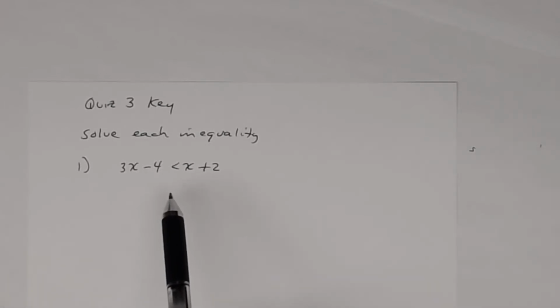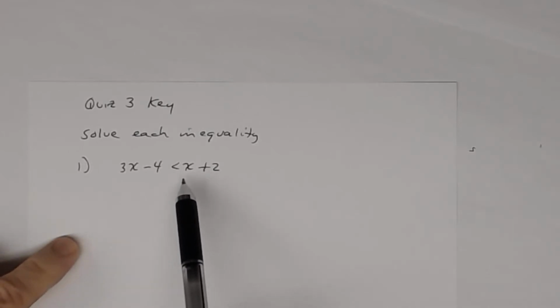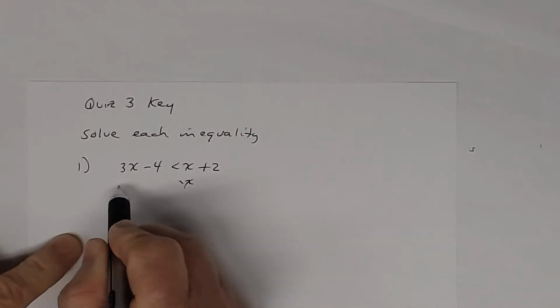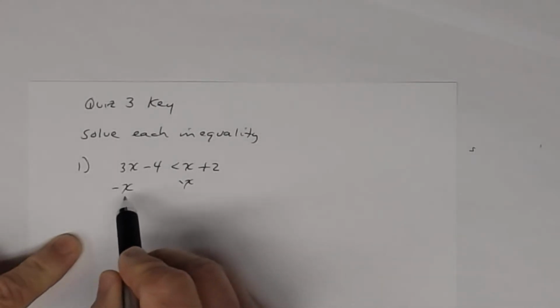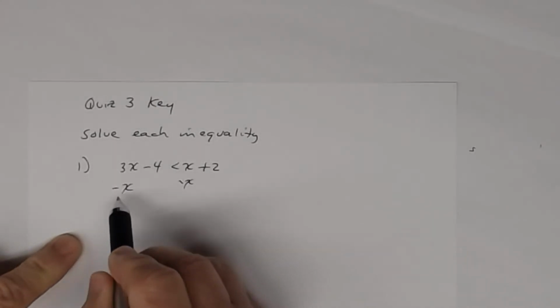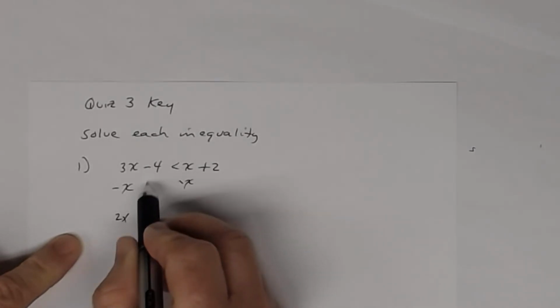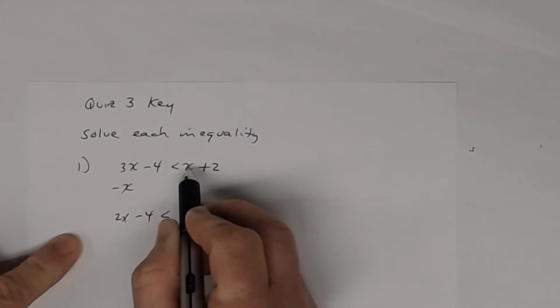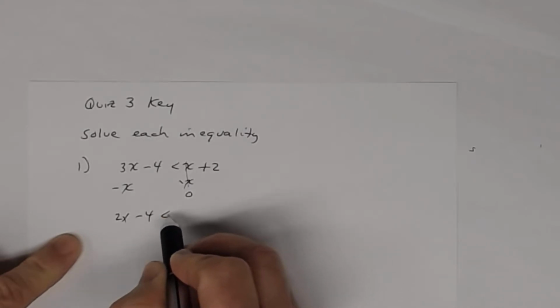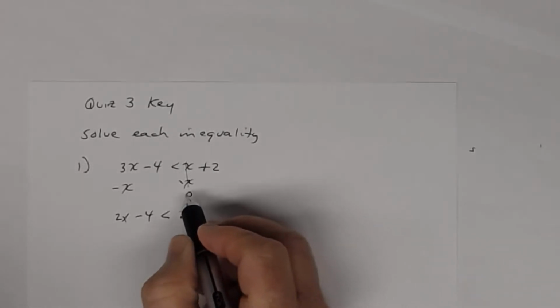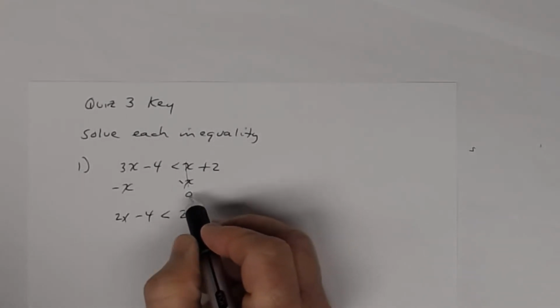the inequality symbol. Now in this case, let's go ahead and subtract x from both sides. And so when I do that and then combine like terms, notice I am aligning like terms. So I get 3x minus x is 2x, and then minus 4 is less than x minus x is 0, and then 0 plus 2 is 2. So x and negative x are opposite terms, and so when you add them up, you get 0.